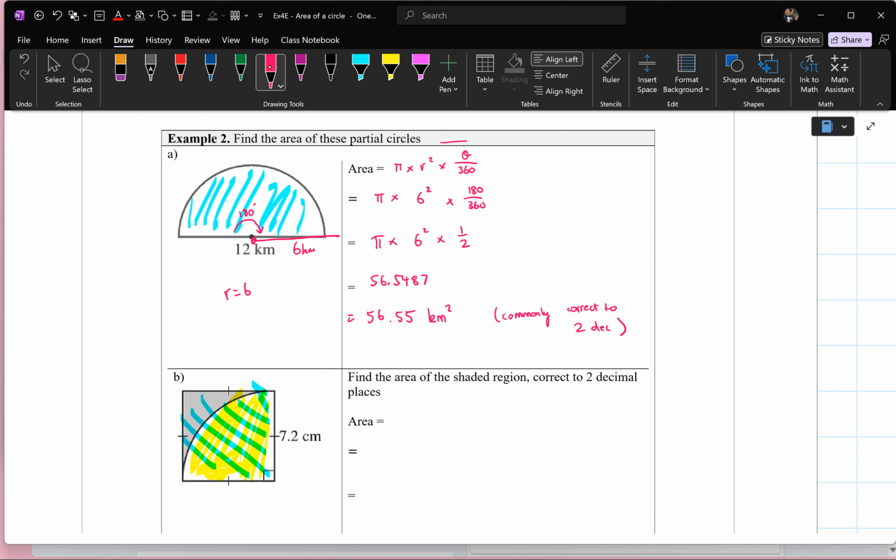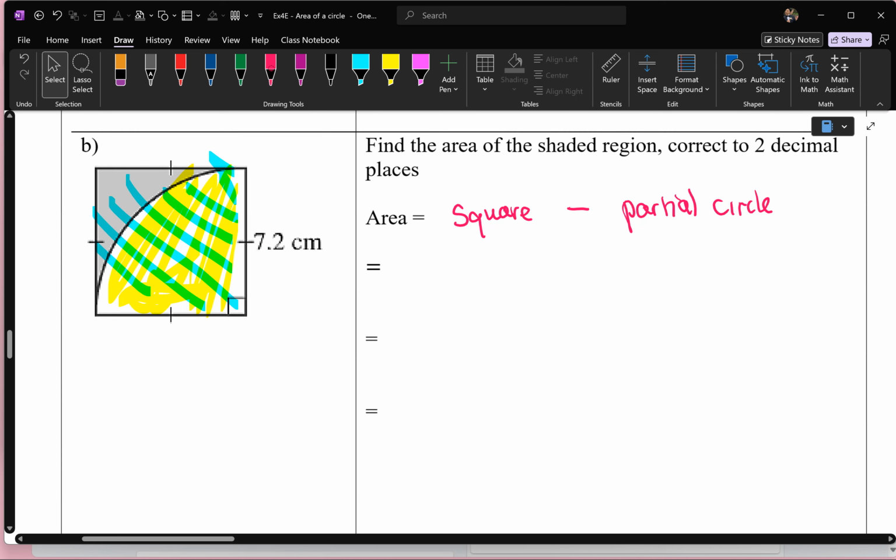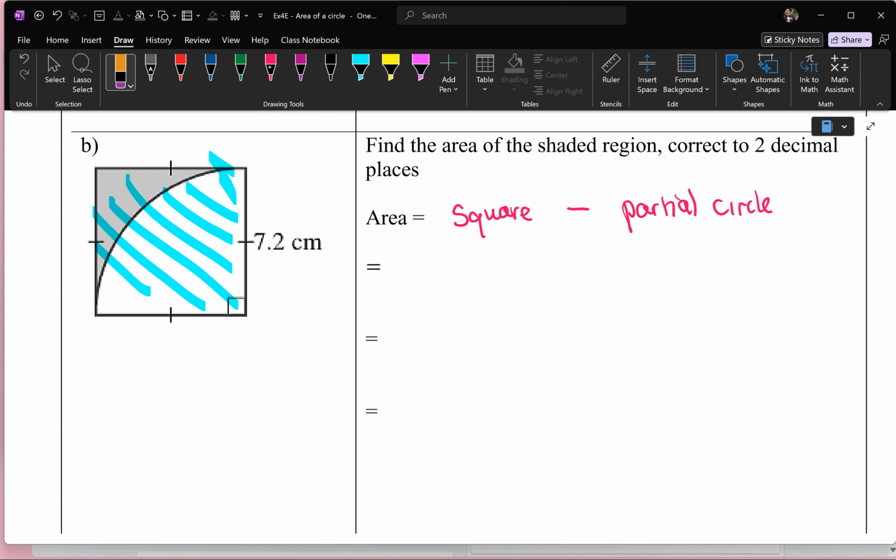Write it down. Here we go. We want the area of a square minus the partial circle. Now let's zoom in. How do you find the area of the square again? So let's say I want the total area of this square, which is in blue. How do you find the area of a square again? Can I please have, let's go with Harper.